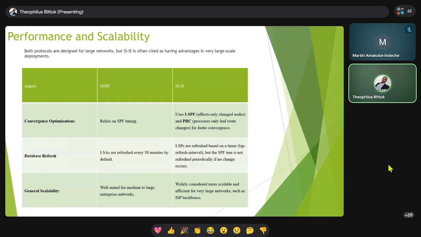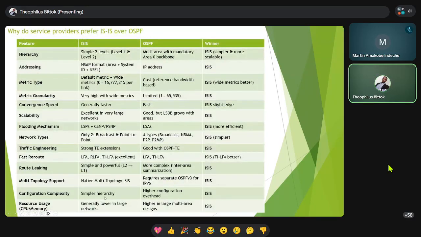Then on the database refresh, you'll find for OSPF, they will always refresh after 30 minutes, but for ISIS, you always have a lifetime of 20 minutes for the LSPs to be refreshed. And then on scalability, OSPF is better suited for a small network, but ISIS is more scalable and very effective when it comes to a larger network.